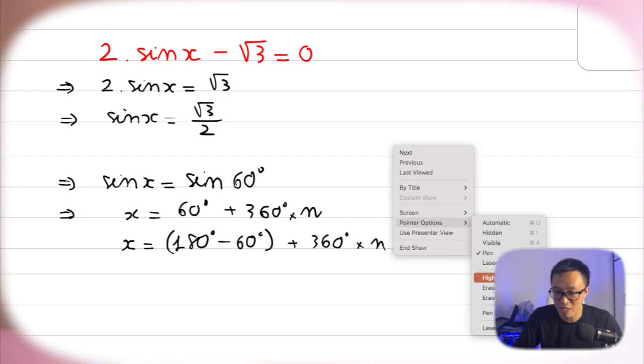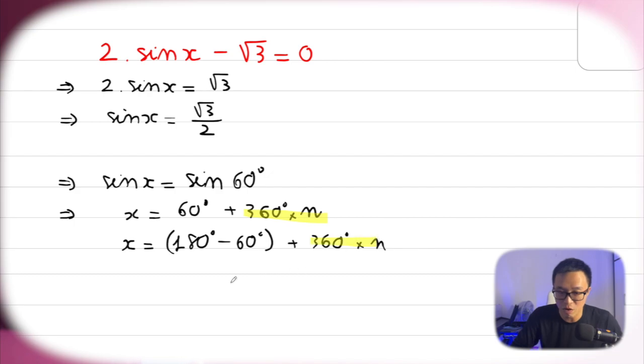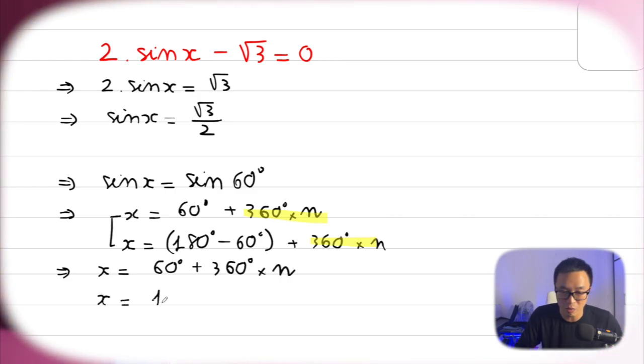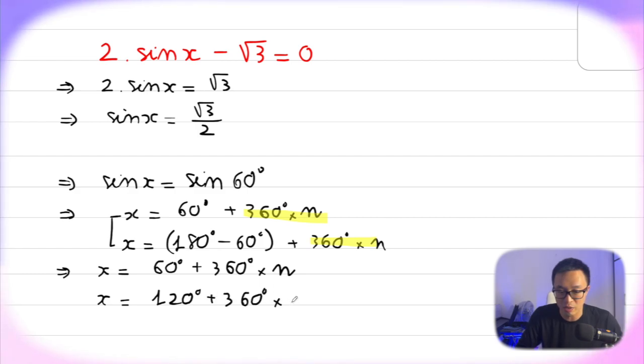Maybe you can see that the turnaround point here is always the same: always plus 360 degrees multiplied by n. Now this corresponds to the two solutions. The first solution is 60 degrees plus 360 degrees multiplied by n, and the second one is 120 degrees plus 360 degrees multiplied by n, like this. So the two solutions are presented in the notes here.